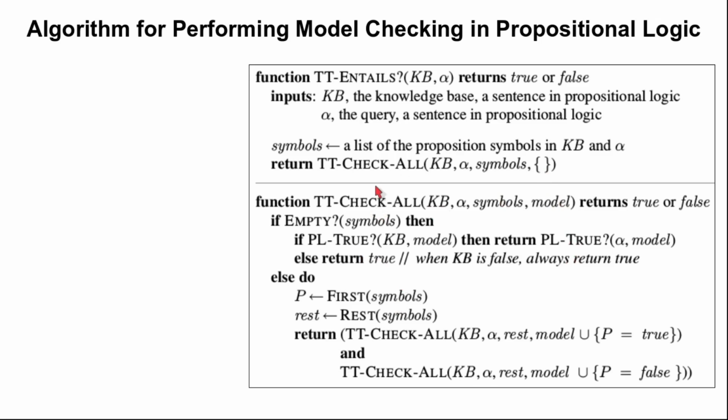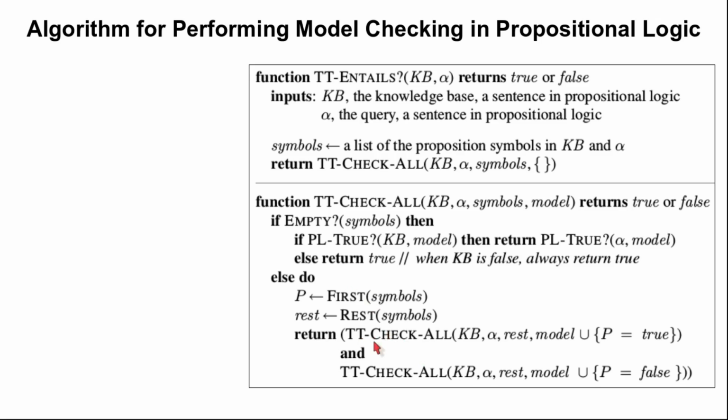Now in this function check all, what we do is we check whether the list of symbols is empty or not. Initially the list of symbols will not be empty, so we'll come to this else part, and in this else part we take the first symbol from the list of symbols, and then we remove that first symbol from the list and preserve the rest, and then we recursively call check all again.